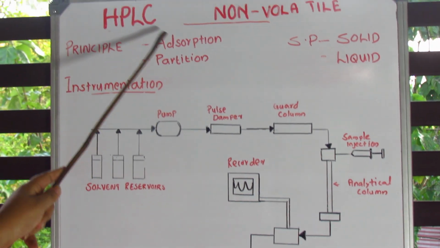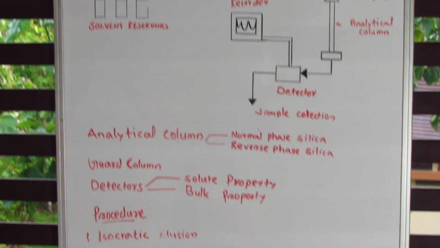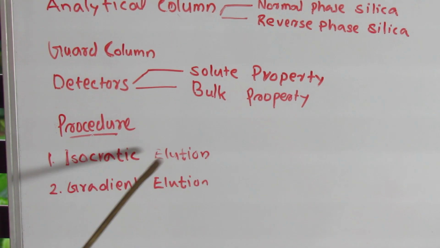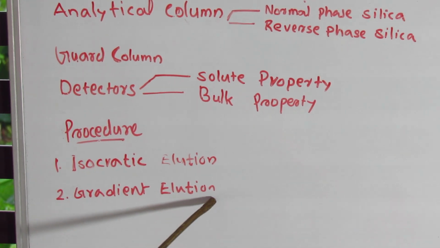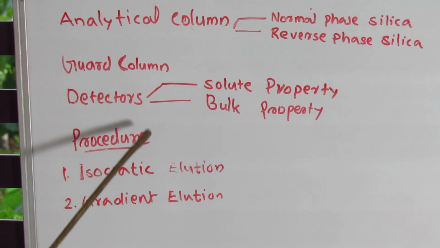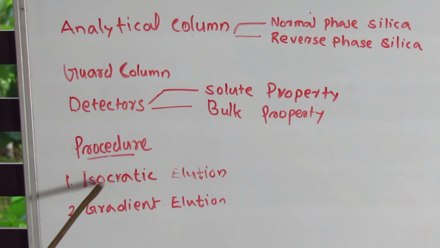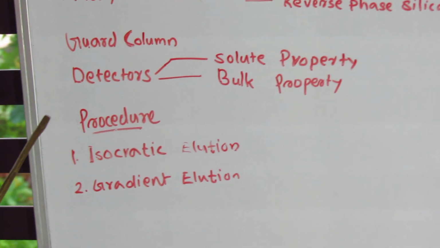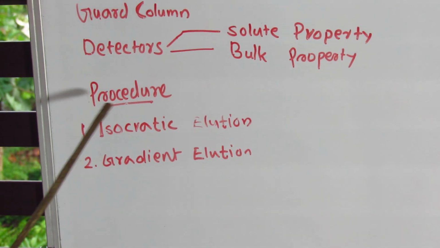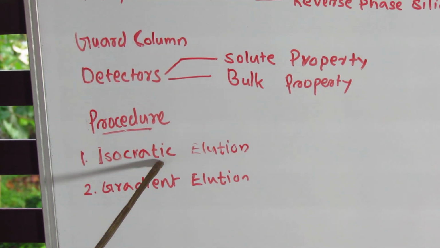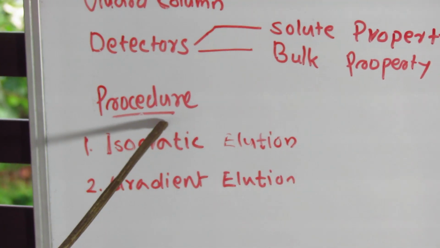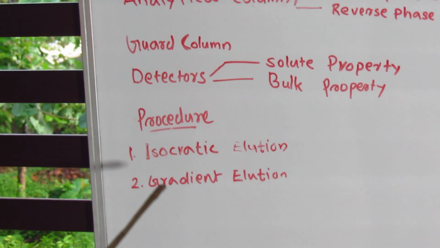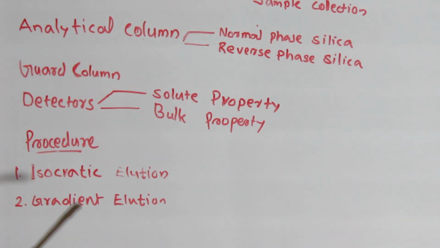But here in HPLC, two types of elution can be used in its procedure. First one is isocratic elution and second one is gradient elution. Isocratic elution means a single solvent of constant composition is used. Gradient elution means two or more solvents that differ very much in polarity are used.